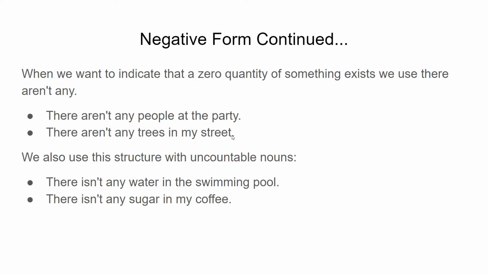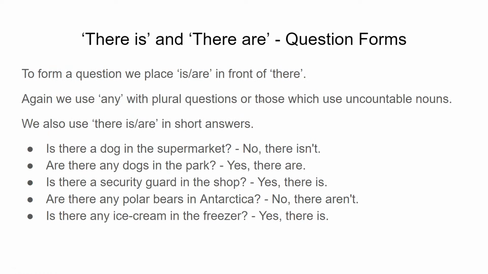There are no trees on the street. We also use this structure with uncountable nouns. There isn't any water in the swimming pool. There isn't any sugar in my coffee. There is no sugar in my coffee.